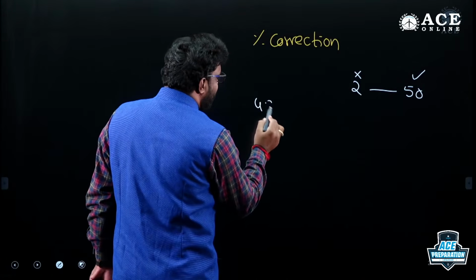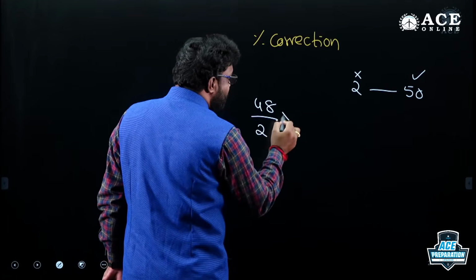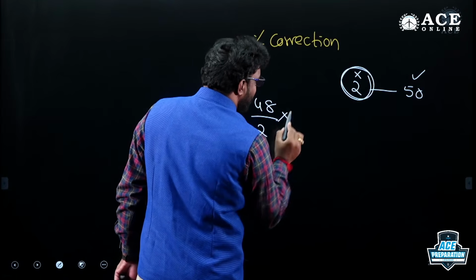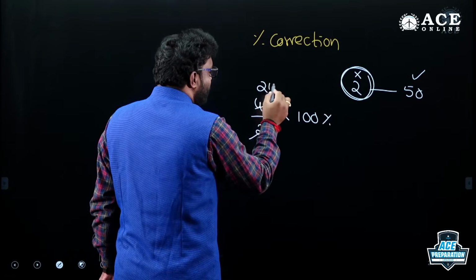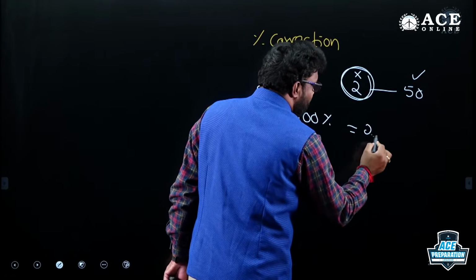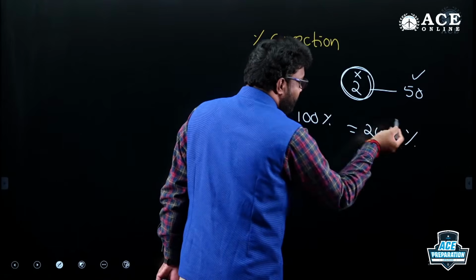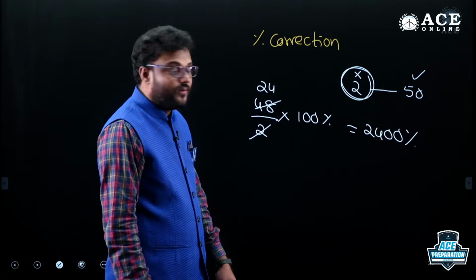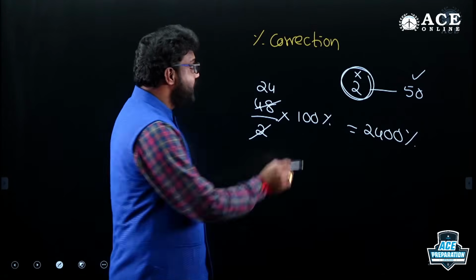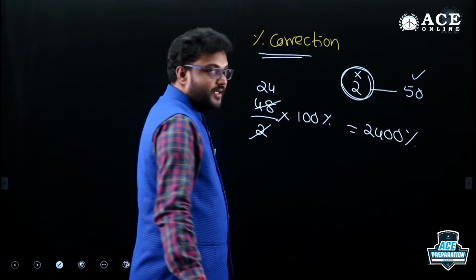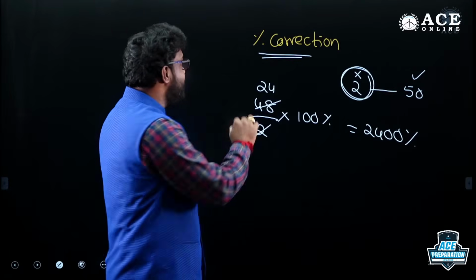What is the change? 48 from 2, and the initial value is 2, into 100. That's what I said already. Don't confine that the maximum is 100%. You may get 2,500, 3,000, 1,000, 10,000 also. 2,400% is the percentage correction. Percentage correction, percentage error.